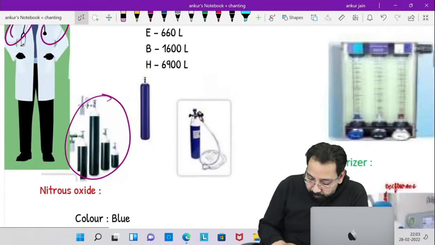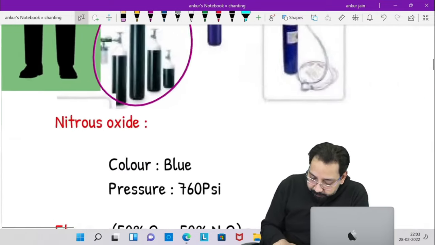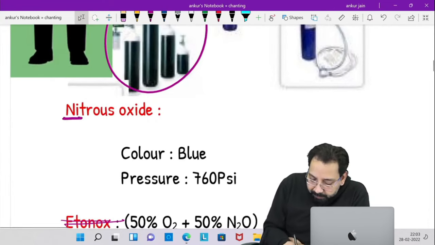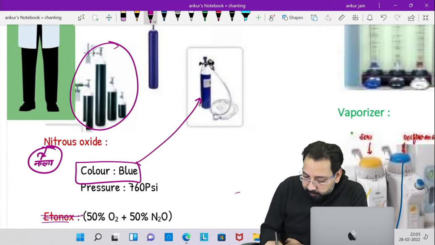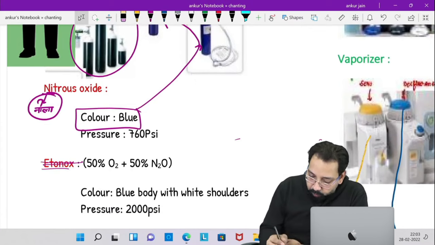Now, nitrous oxide, you can simply remember in Hindi: N for Neela. Nitrous oxide is a blue color cylinder. This is the blue color cylinder, not this one. Okay, now Entonox. Yes, I would like to correct it.